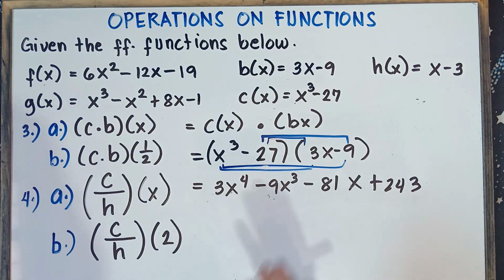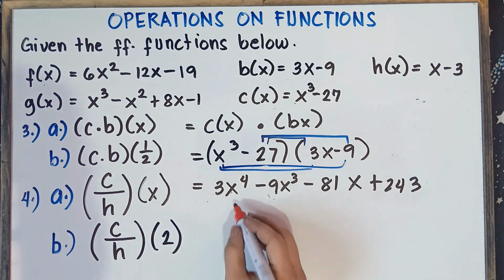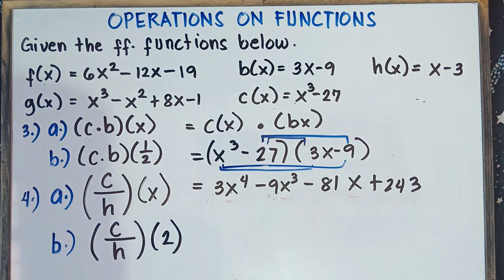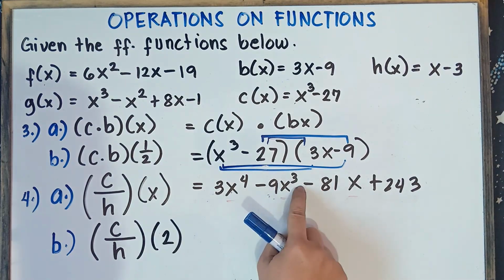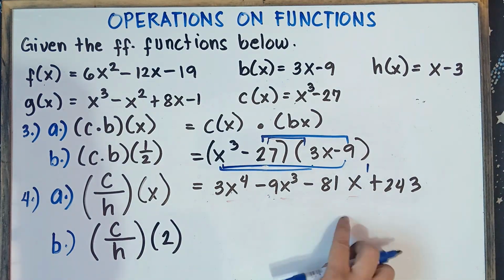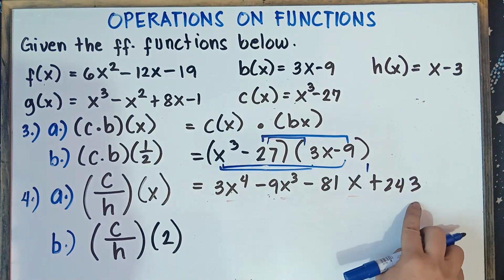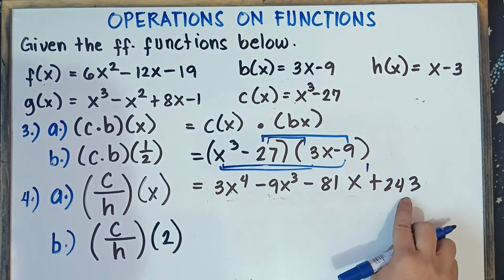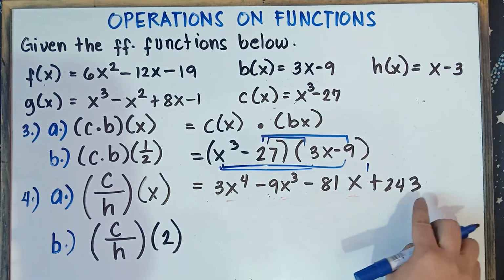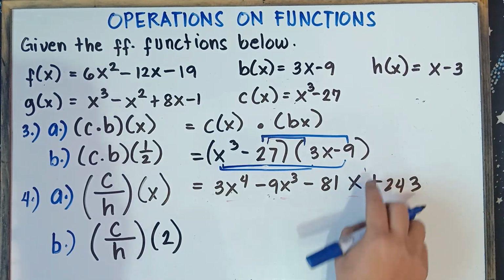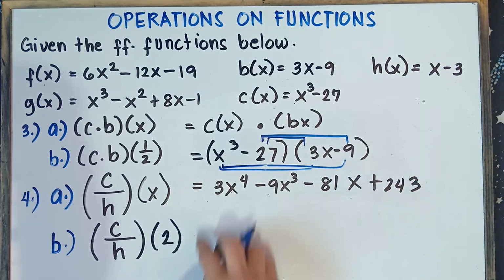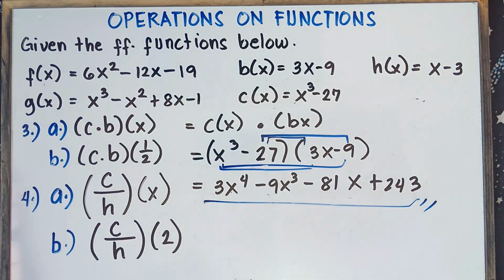You can only combine algebraic expressions if they have the same letter and then same exponent. So this is x, same letter for x, but they don't have the same exponent. This is 4, this is 3, this is 1, so therefore we cannot combine. Same with this one, we can never combine 81x and 243 because this 243 doesn't contain any variable. So therefore, this will be our final answer for letter A. All set.